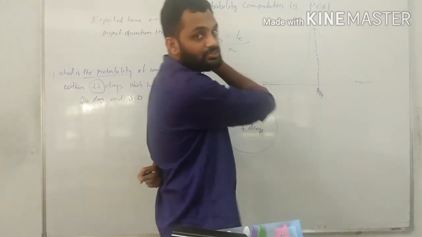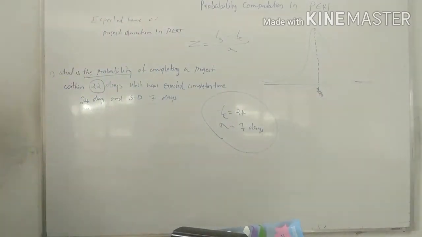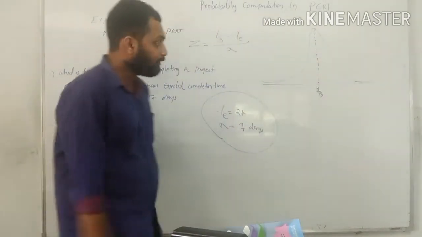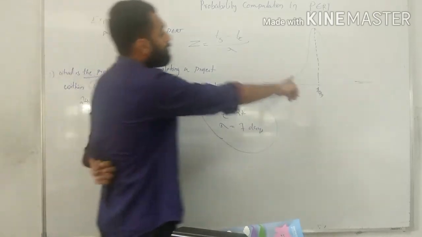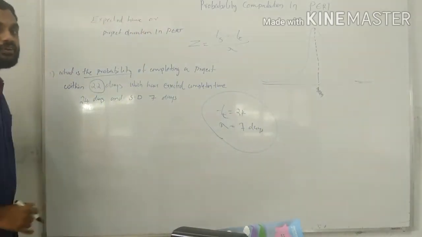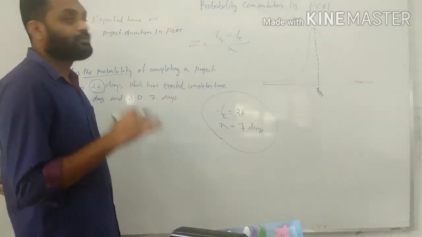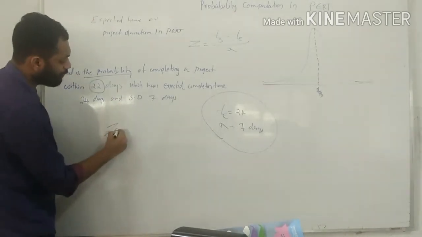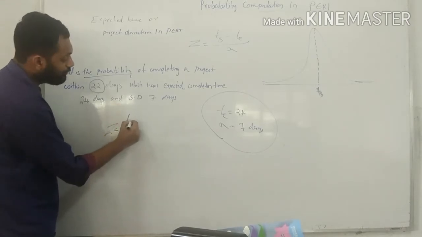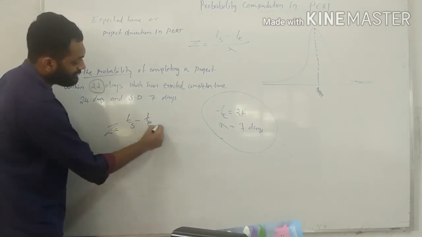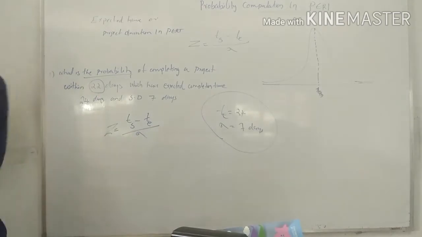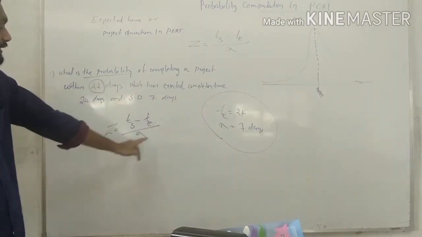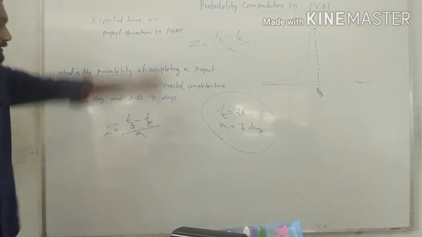It is normally distributed. The expected time of the project is normally distributed. So we have a standard normal curve. To find the z value, we know what is normal distribution and how to apply the normal distribution curve. To find the z value, we use a formula. Z is equal to Ts minus Te divided by standard deviation, that is, scheduled time minus expected time divided by standard deviation.